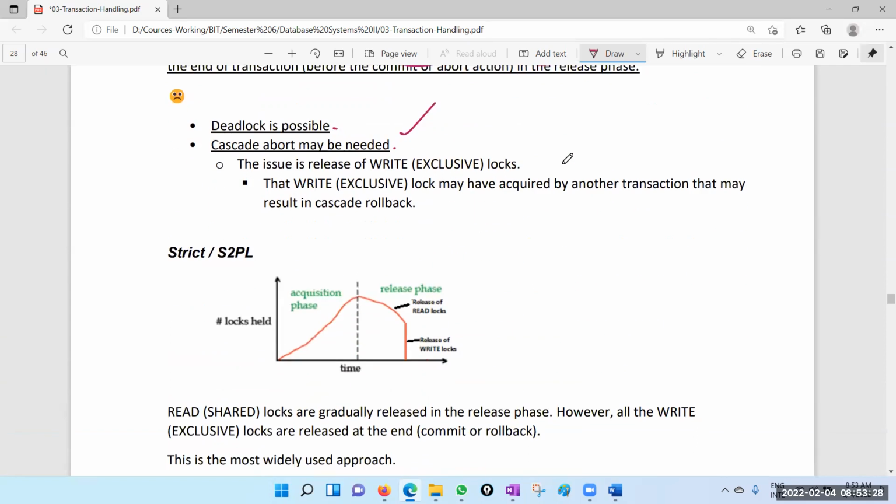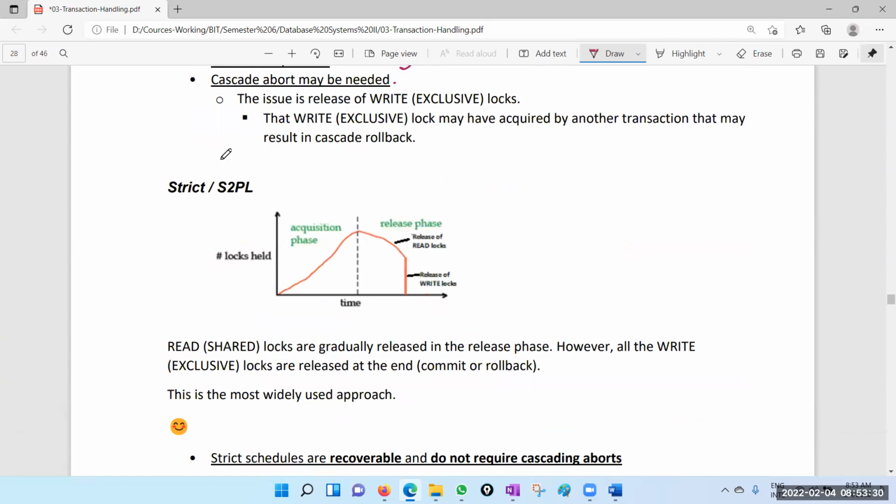So then we have the strict two-phase locking, S2PL. Again, in two-phase locking, we have the acquisition phase and release phase. During the acquisition phase, you don't release anything. Now in the release phase, you release only read locks. You gradually release read locks.